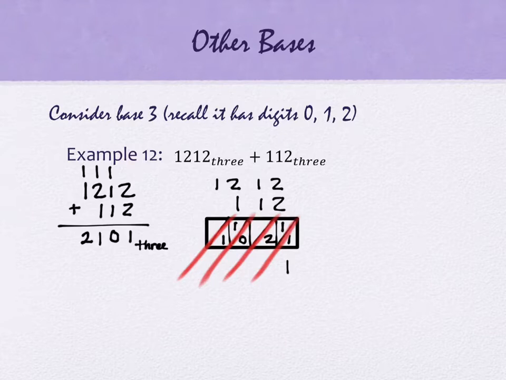My next diagonal has a 1 plus a 2, which is a 3, which means that I have to carry that number over. 1, 3, and 0 1's. Okay, 0 left over. In my third diagonal, I have a 1 plus a 0, so that's a 1. And then I have a 1 plus a 1, which is a 2. So I end up with 2, 1, 0, 1, base 3.